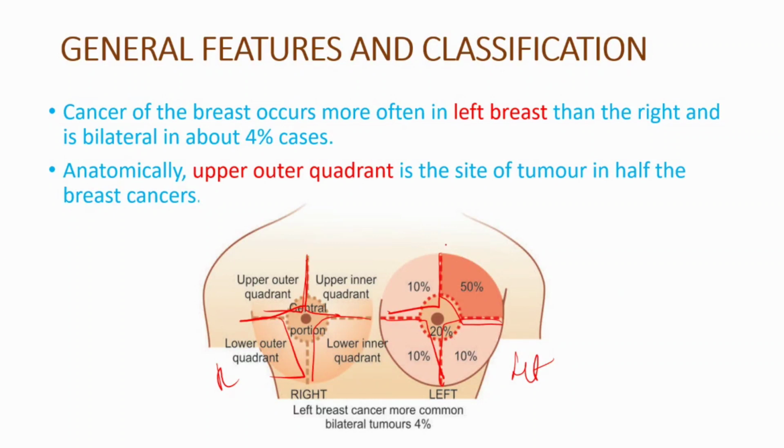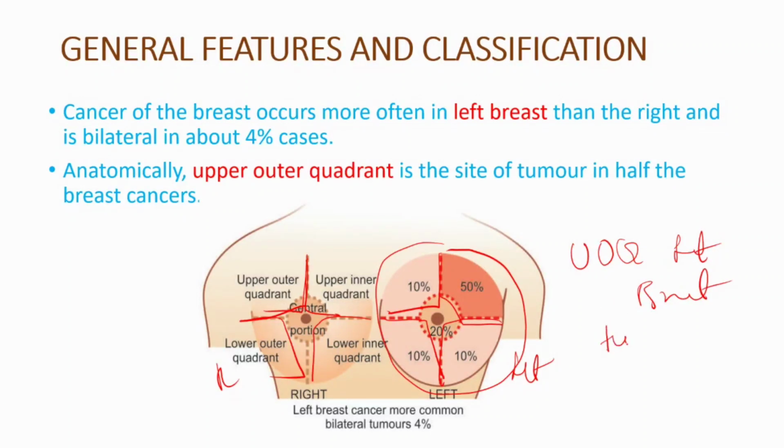Always remember, the upper outer quadrant of the left breast is in this area. It has a greater risk of causing tumors. So while examining the breast in females, we have to keenly monitor this area, because it has a greater risk of causing breast lump formation, tumor formation. The remaining areas are 10, 15, 20%, but the major contributing area is the upper outer quadrant of the left breast. Okay, this is very important.